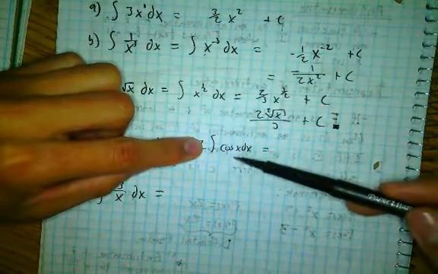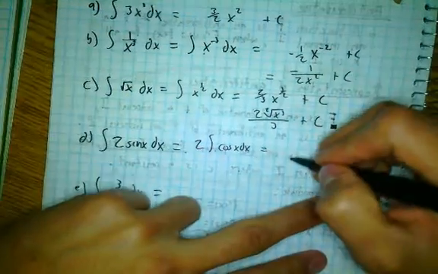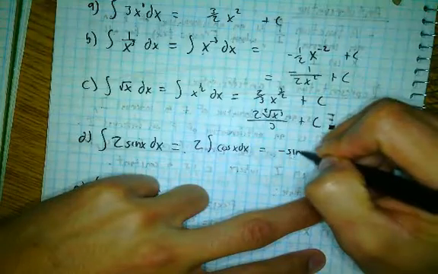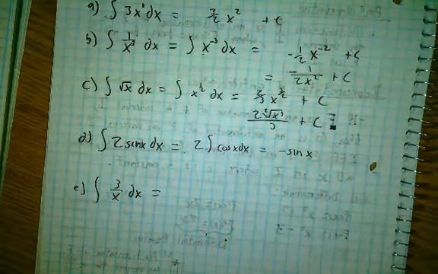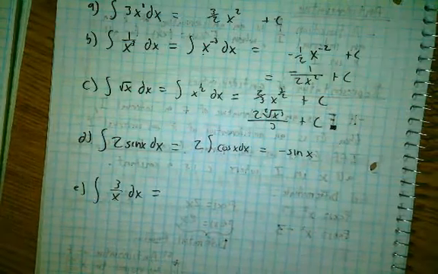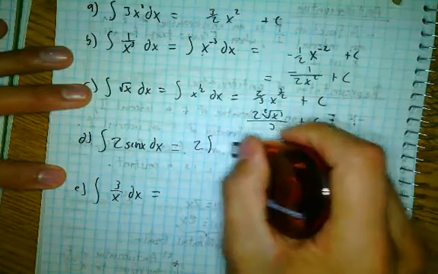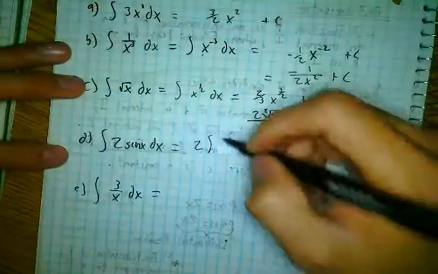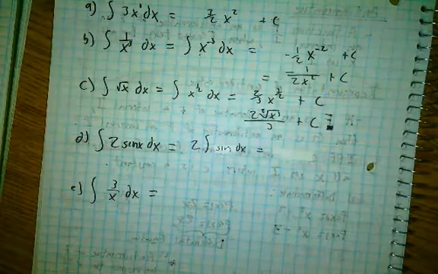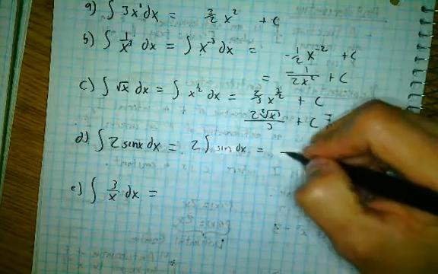It's negative sine. No, you're trying to find something. You changed it. Oh, I got ahead of myself. Hold on, I got ahead of myself, y'all. Sorry. Okay. What's the antiderivative of sine? Negative cosine. Agreed? Okay. Plus c, but you still have that 2 on the outside.